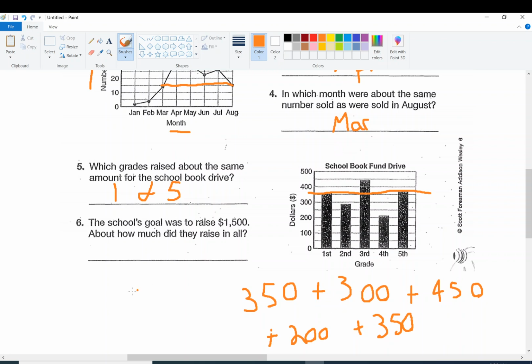So when I add all these together, 350 plus 300 is going to give me 650, plus 450 is 1100, okay? Plus a 200 here is going to give me 1300, and if I add 350 to that, I'm going to get 1,650, okay? And that's roughly, so I can put like an estimate sign right here. So they roughly raised about that much. So they did meet their goal. They went a little bit over estimated, and even if we gave like a little bit of room there, I'd still say they made it, okay?